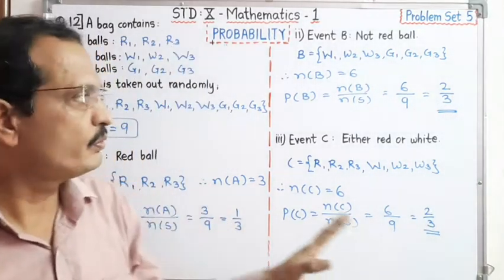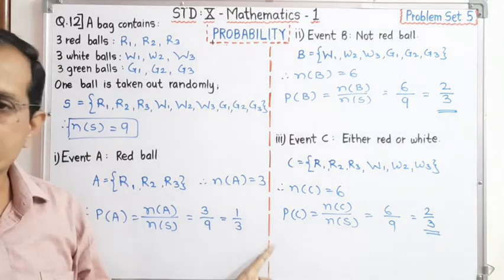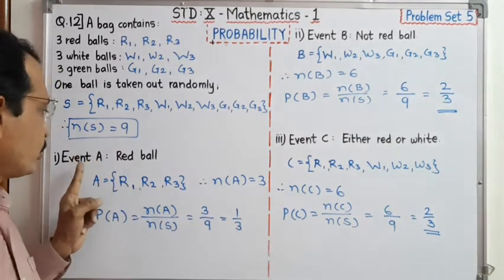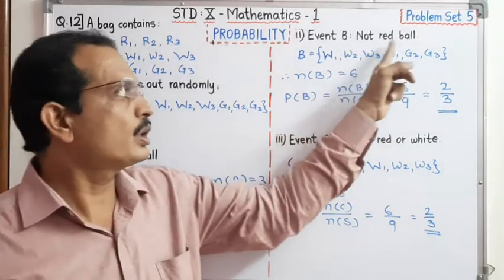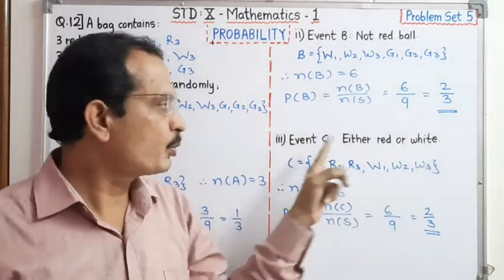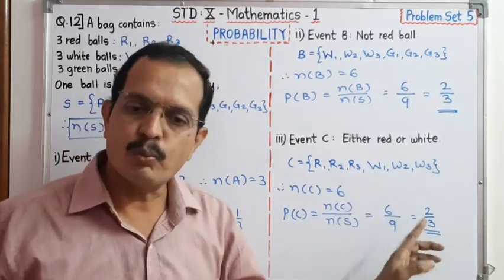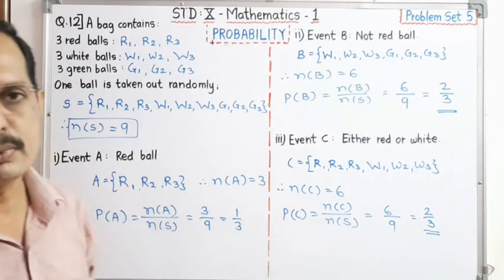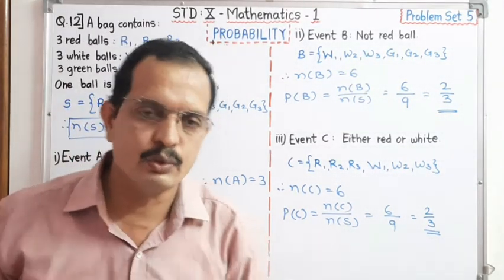Dear student, this way we completed question number 12. Below that you have to write the final answer. That means the probability of getting a red ball is 1 upon 3. The probability of getting a not red ball is 2 upon 3. And the probability of getting a ball that is either red or white is 2 upon 3. The final answer is compulsory. Therefore write this down and write down the final answer in your notebook.